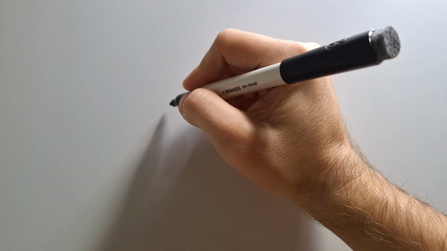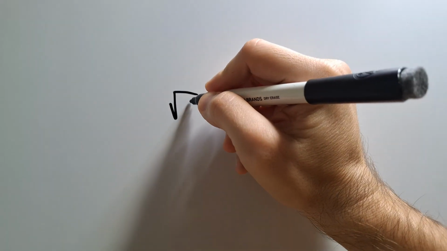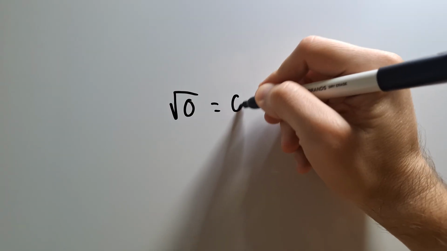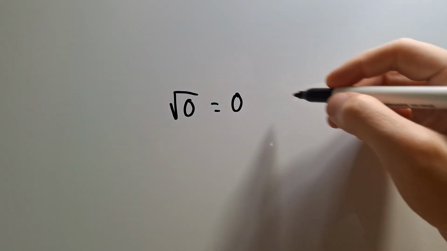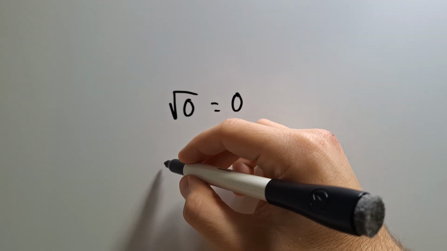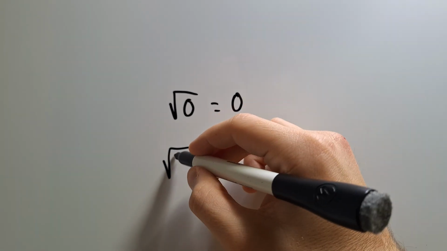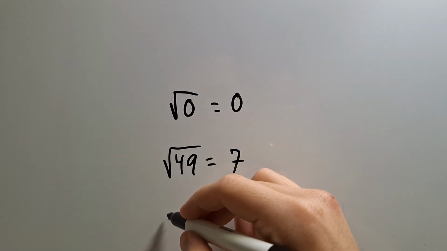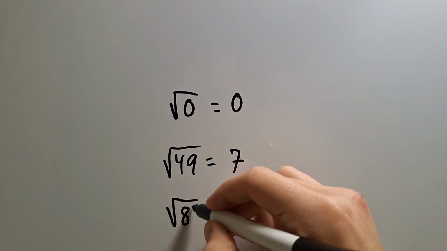Hello everyone, in this video we are going to talk more about square roots. One thing I will mention is this: the square root of 0 is 0, because 0 times 0 is 0. This never changes. Other square roots that we can talk about here: the square root of 49 is 7. The square root of 81 is 9.